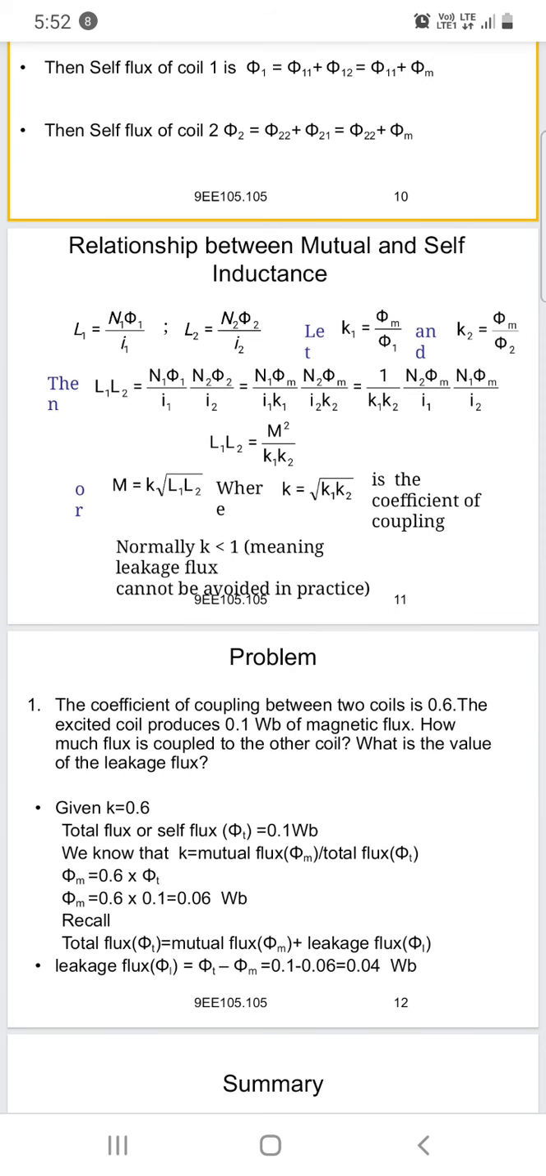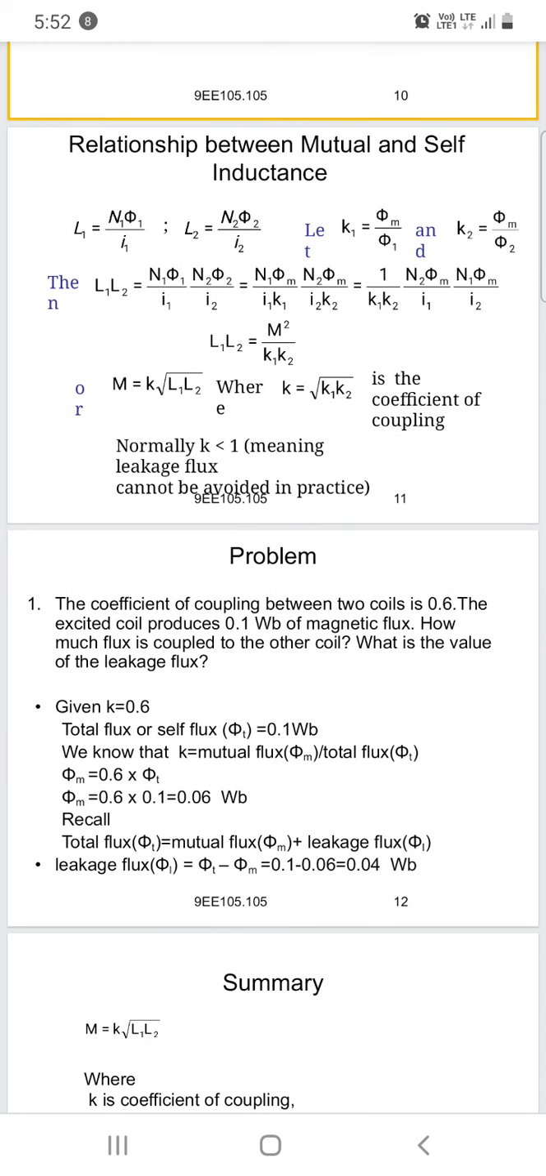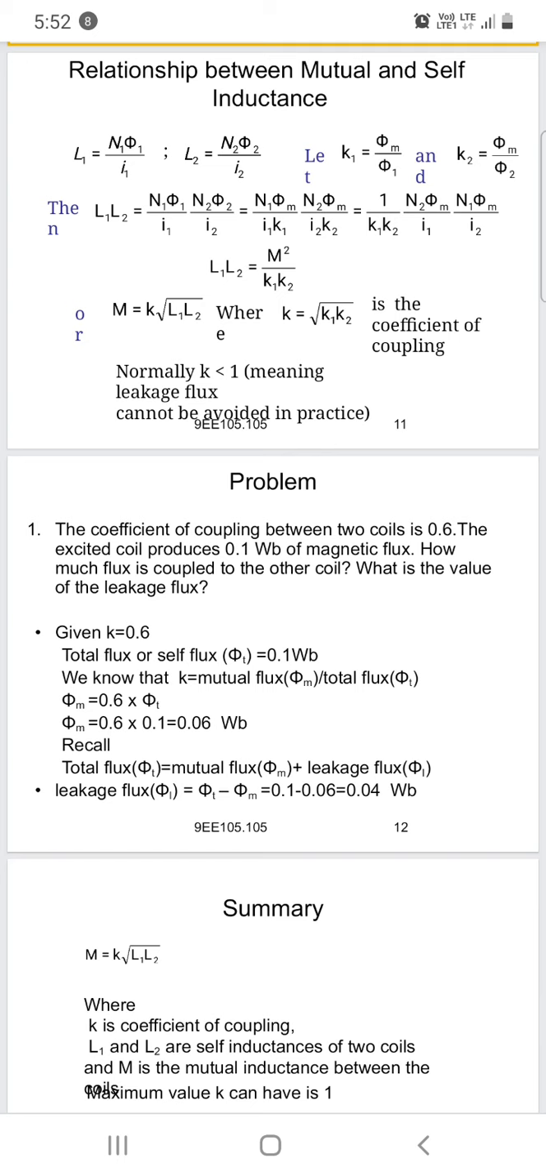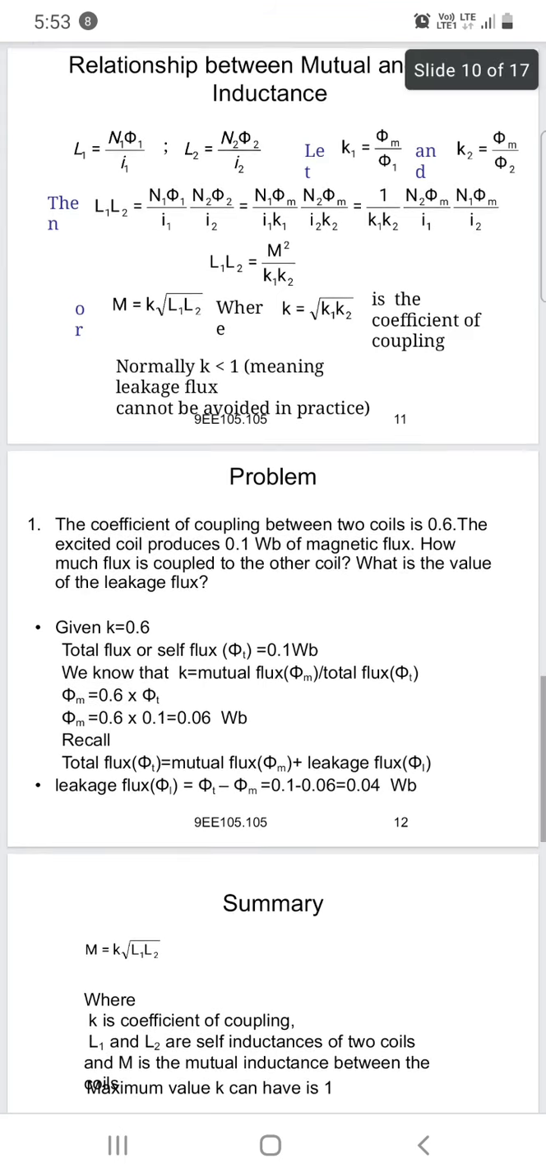Then the multiplication of L1 and L2 is equal to N1 into phi 1 by I1 into N2 into phi 2 by I2, which is equal to N1 into phi m by I1 into K1, into N2 into phi m by I2 into K2, which is equal to 1 by K1 into K2, into N2 into phi m by I1 into N1 into phi m by I2. Then L1 into L2 is equal to M squared by K1 into K2.